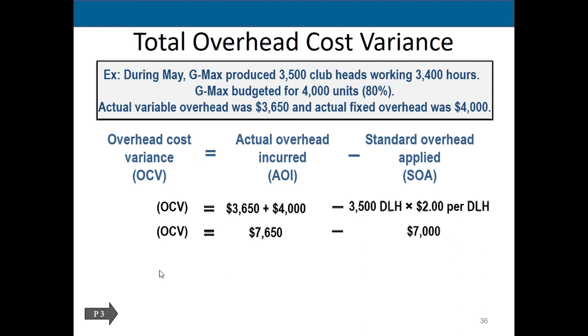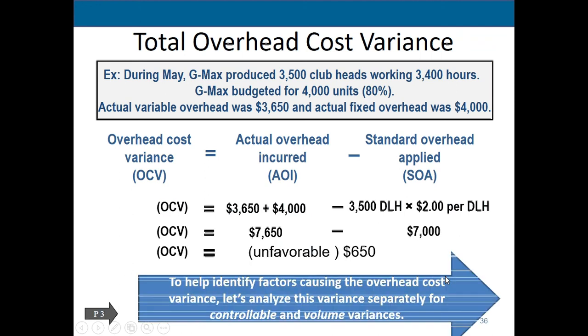So we're going to take that actual overhead, this 3,650 is the variable piece, plus the 4,000 fixed piece, minus our standard. The standard was $2 per direct labor hour. So the actual is going to be 7,650. The standard was going to be 7,000. It means that we're unfavorable by 650. You see what I mean? This is kind of tricky, right? When we start to think about this, again, we have to split up that variable and fixed component to figure out what the actual overhead really is and then compare it to the standard.